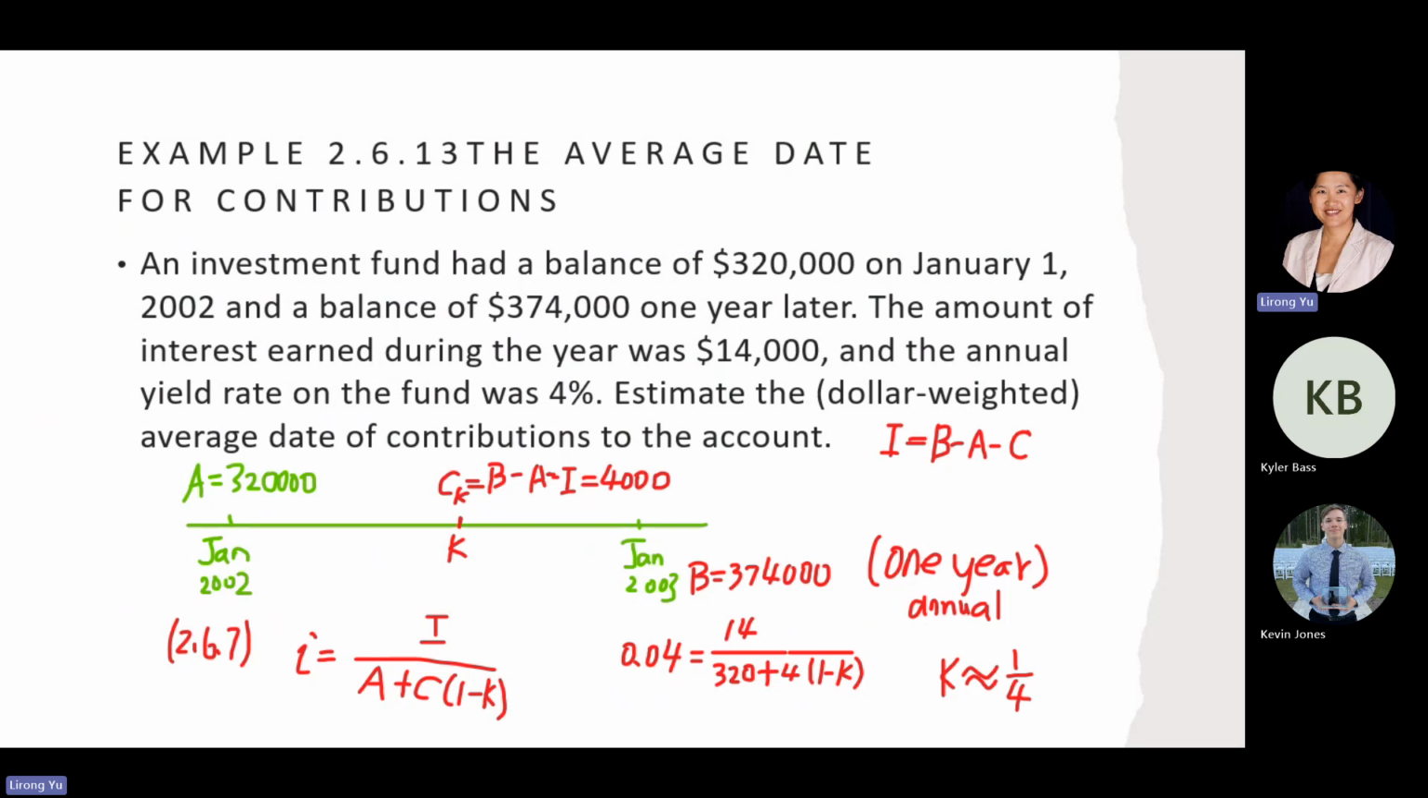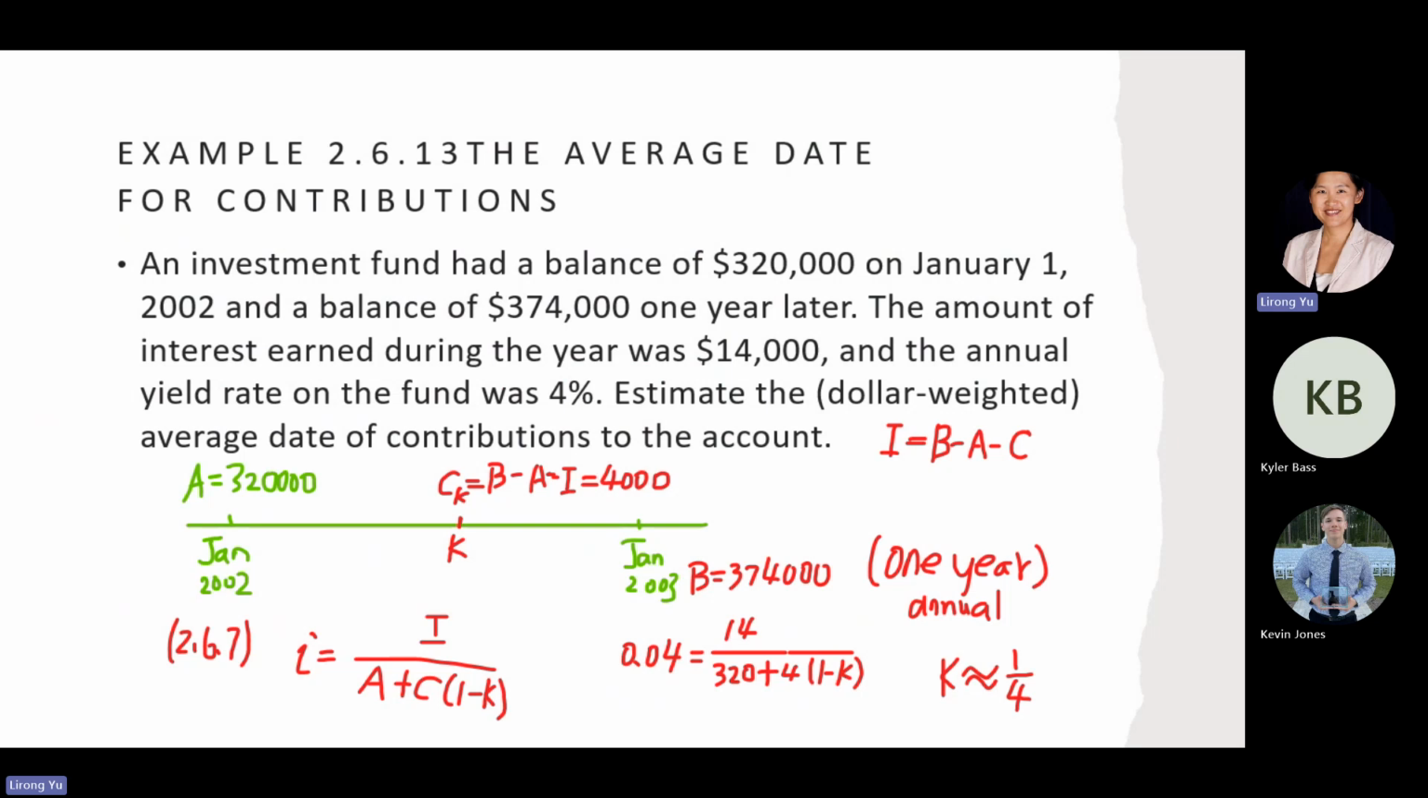Suppose at first you have a 320,000 deposit on January 1st, 2002, and a balance of 374,000 a year later. The amount of interest earned during that year is 14,000, and the annual yield rate of the fund is 4%. Estimate the average date of contribution for the amounts.